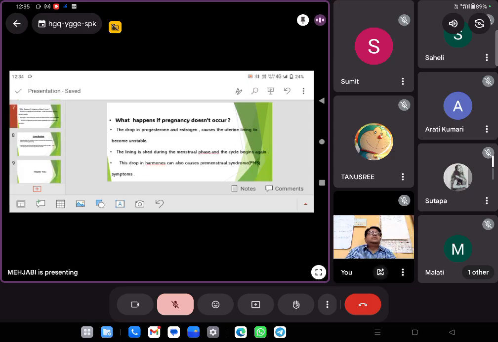What happens if pregnancy does not occur? The drop in progesterone and estrogen causes the uterine lining to become unstable. The lining is shed during the menstrual phase and the cycle begins again. The drop in hormones can also cause premenstrual syndrome symptoms.